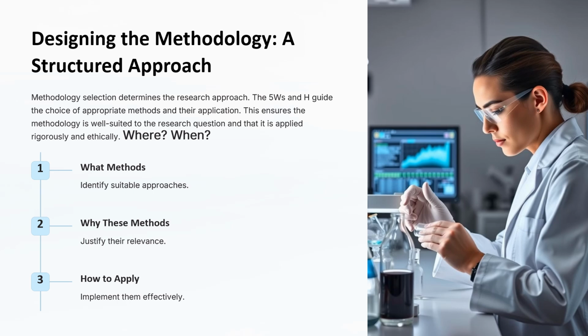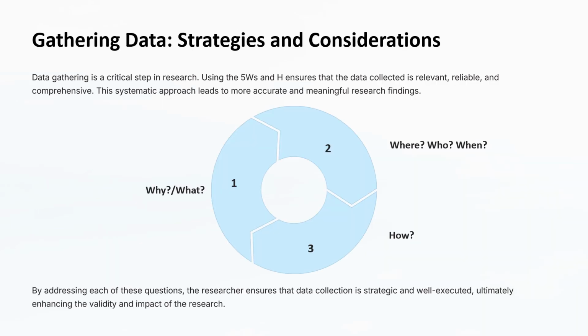Okay, let's move to the next one. This is data gathering. What are the strategies and considerations? How do we use the 5 W's and H? What is data gathering? Which data to gather? Why gather data? Where do you obtain the data? When do you gather the data? Who gathers the data? How do you gather the data? These are the questions you have to ask using the 5 W's and H.